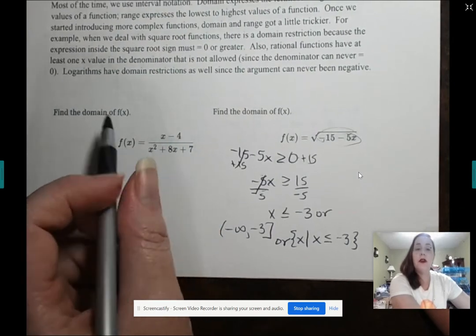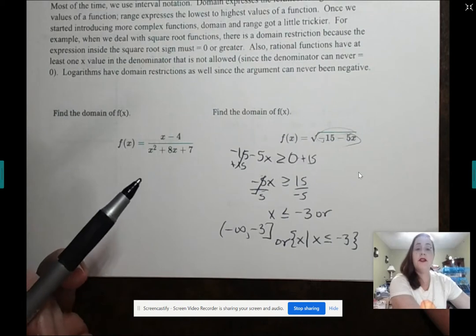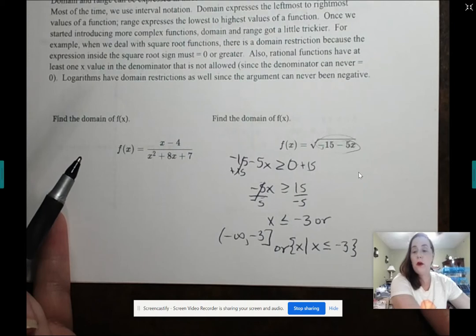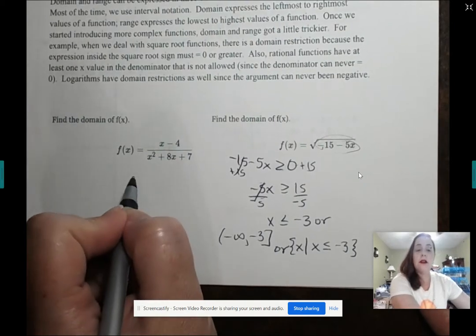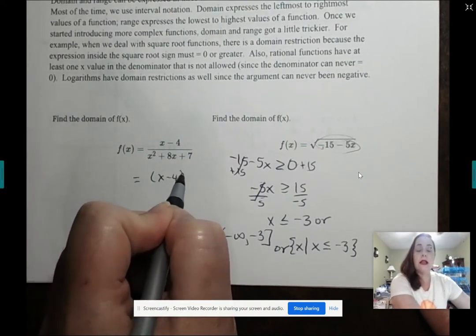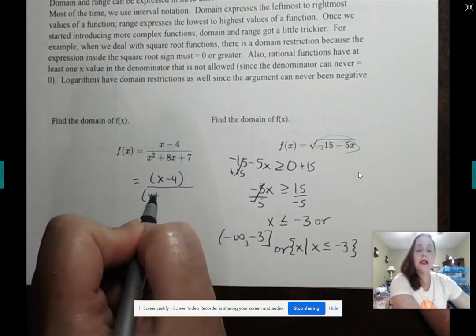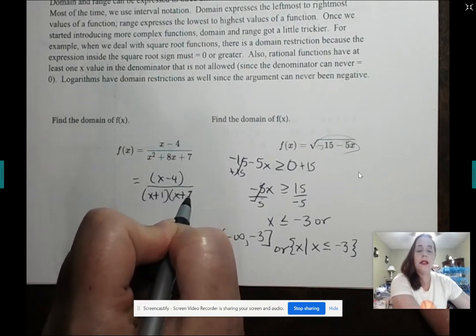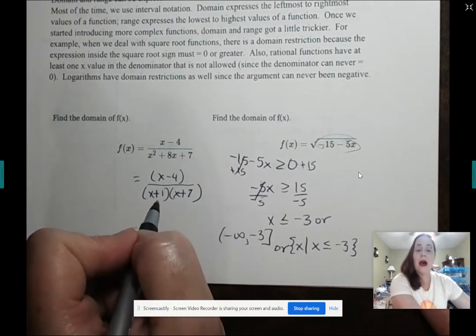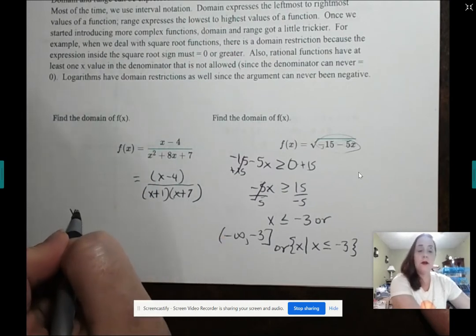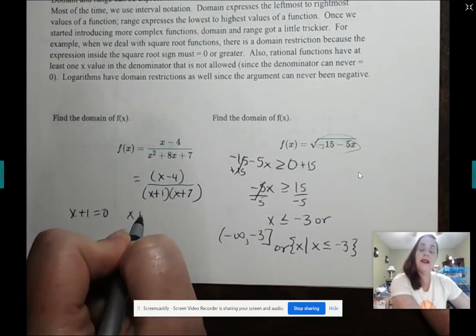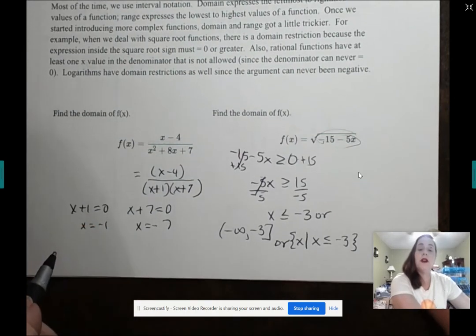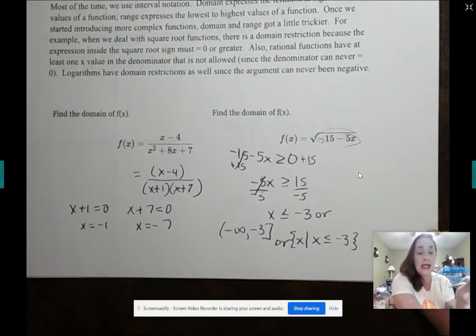Now, a rational has at least one x value in the denominator, which means there's at least one value that's not allowed in the domain, where there's either a hole or a vertical asymptote. So if you're given a rational that is anything other than linear on bottom, you're probably going to have to factor it. Factors of 7 that add up to 8 would be 1 and 7. Yeah, there we go. I need to set anything in the denominator equal to 0 to figure out what x is not allowed to equal. This would be -1 and this would be -7. So it's basically saying I can use any numbers in the domain.